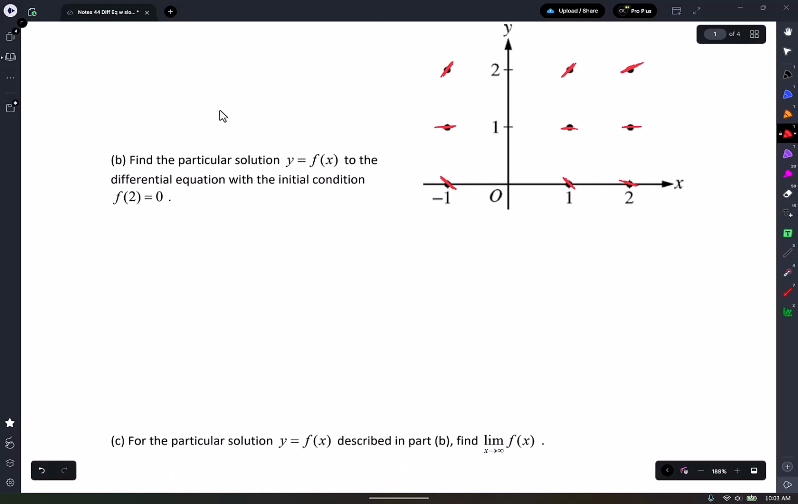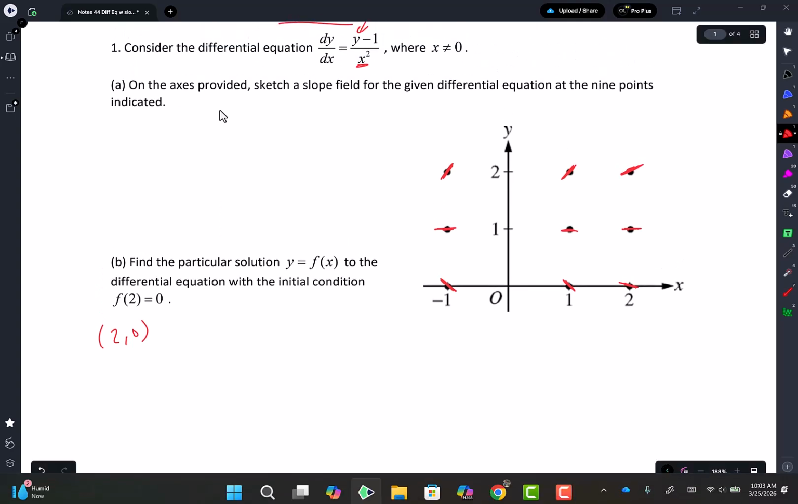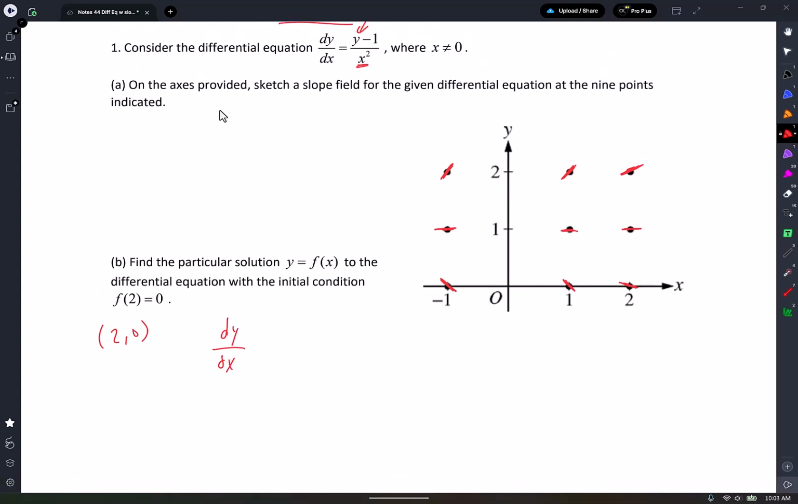All right, here we go. Find a particular solution to the differential equation with the initial condition f of 2 equals 0. All right, so that means that I have this as my initial condition, and my first move, so write dy dx equals y minus 1 over x squared. They want you to solve for an expression or an equation. So what's my first move? Yeah, x's with the x's, y's with the y's.